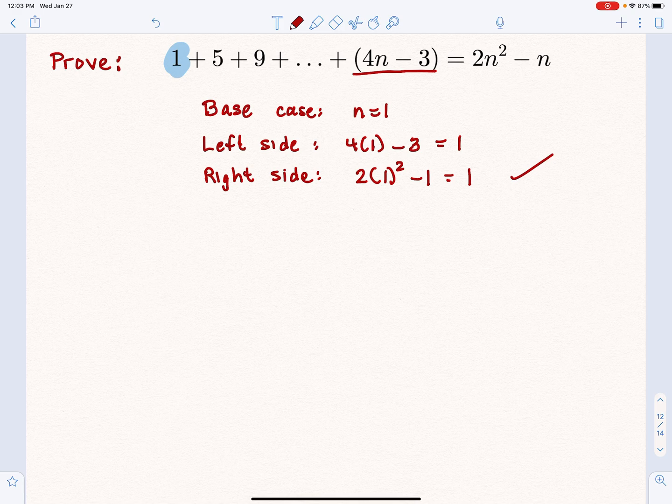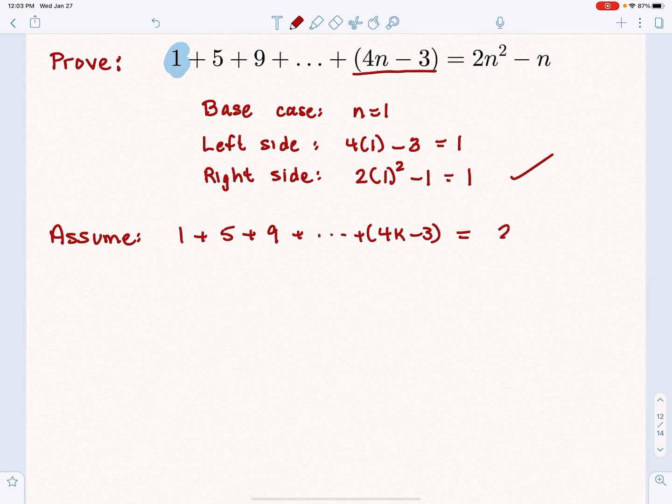Now we assume, and this might seem repetitive, but we're trying to make a statement about all n, so we just switch up the variable a little bit here. We'll say that 1 plus 5 plus 9 plus any integer of the form 4k minus 3 is equal to 2k squared minus k for some k.